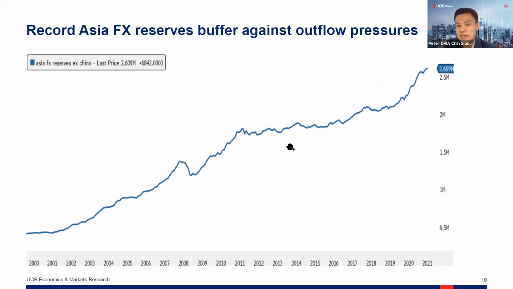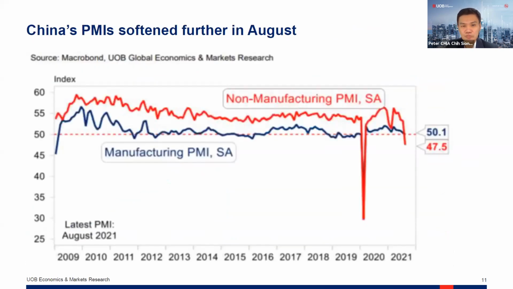But what's really supporting Asian FX this time round, or making it less bad than 2013, is that there is a record FX reserve amongst Asian central banks. So that will help to cushion some of the outflow pressures that the central banks will face. So you also limit some of the downside for Asian currencies as a whole.